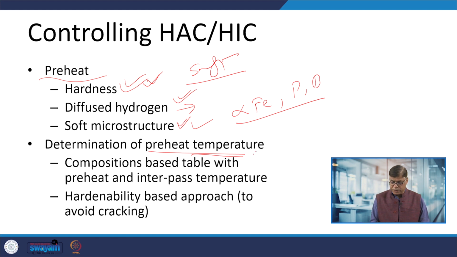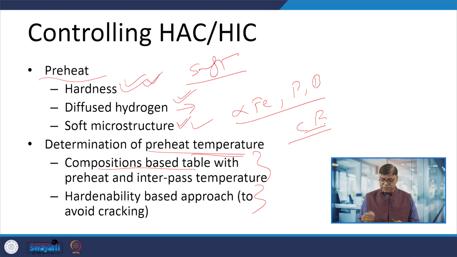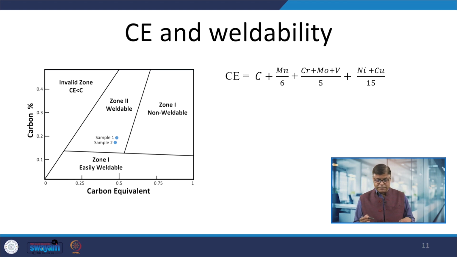So, there are two ways to determine the preheat. One is the composition based approach, where we try to determine the carbon equivalent, and based on the carbon equivalent we try to identify suitable preheat and interpass temperature for the welding. And the second is the hardenability based approach to avoid the cracking, which considers the residual stress and the hydrogen content and the other material aspects.